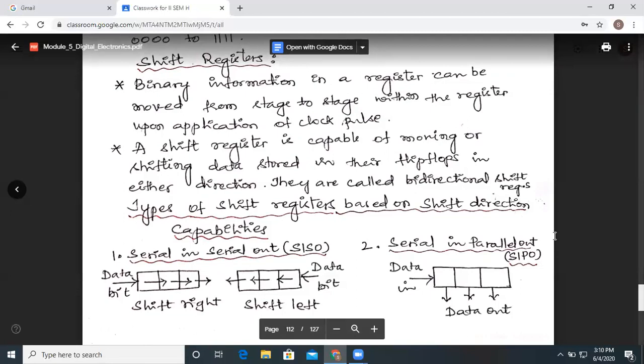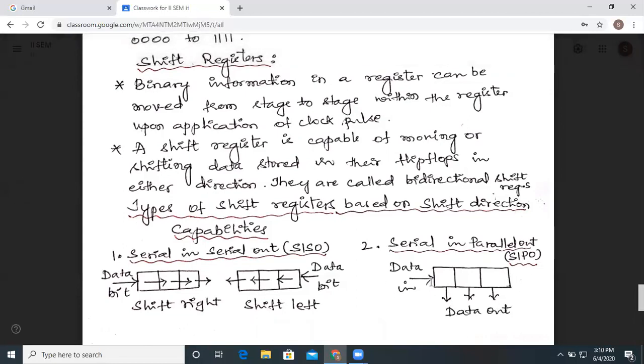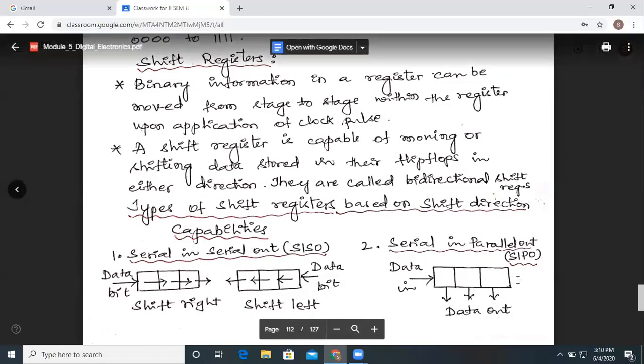Now we'll move on to see the second one. This is serial in, parallel out. Actually, feeding the data to the shift register is done in the serial manner. That means serial manner in the sense that one after the other, the bits are fed to the shift register.